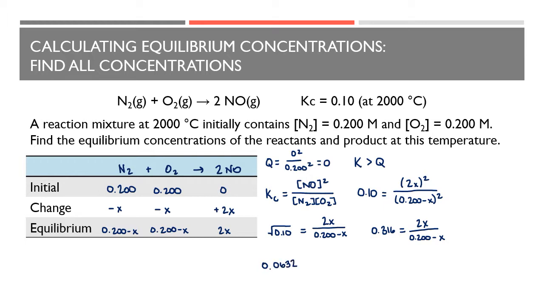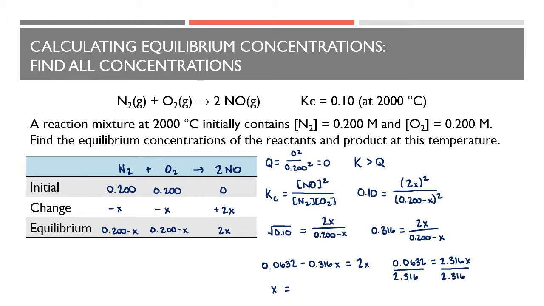So 0.316 times 0.200 is 0.0632. Subtract 0.316x, set that equal to 2x. So I just cross multiplied there. Now I'm going to add 0.316x to both sides. So I get 0.0632 equals 2.316x. I'm going to divide both sides by 2.316 so that the x is all by itself.